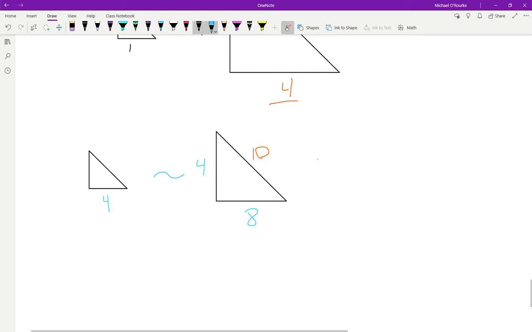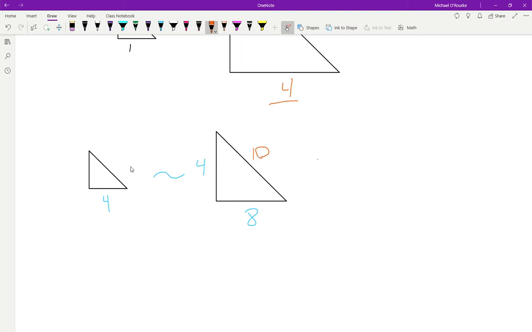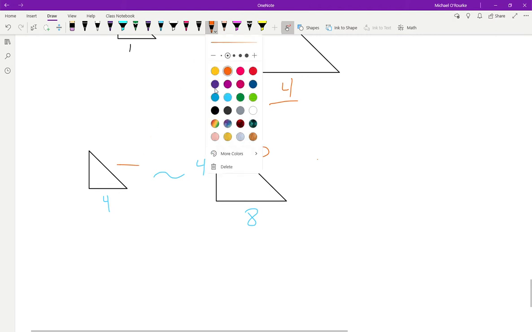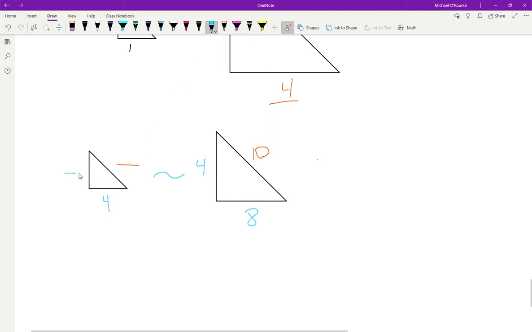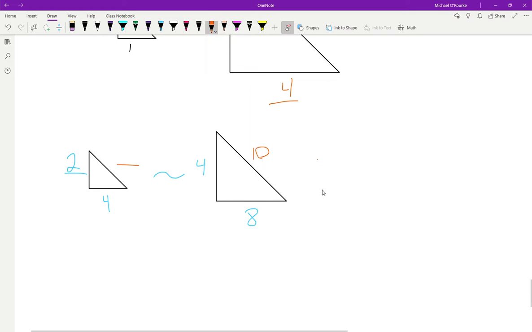Can you tell me what the rest of these are going to be? What's going to be my orange? And what's going to be my other blue one? So my orange is going to be, the other blue is 2. Good. And that other orange is what? The other orange is 5.